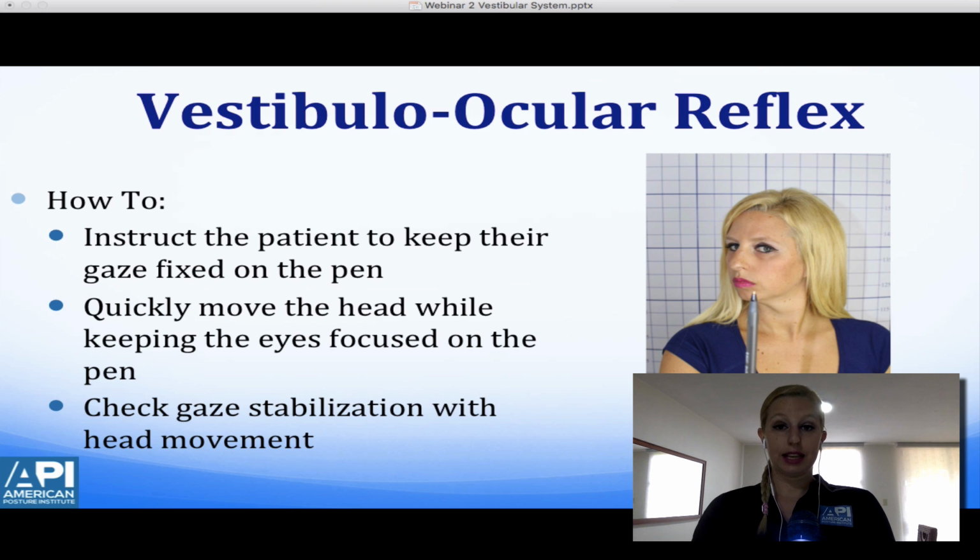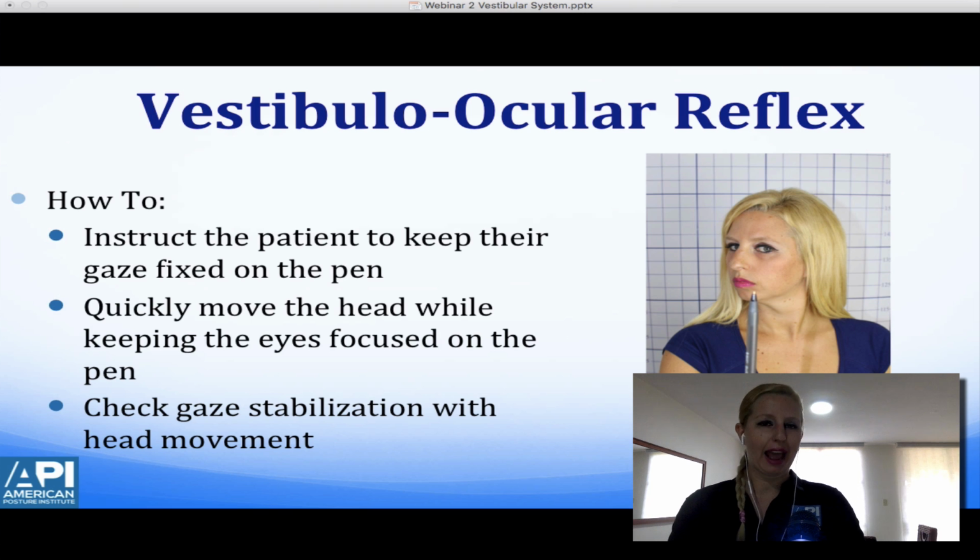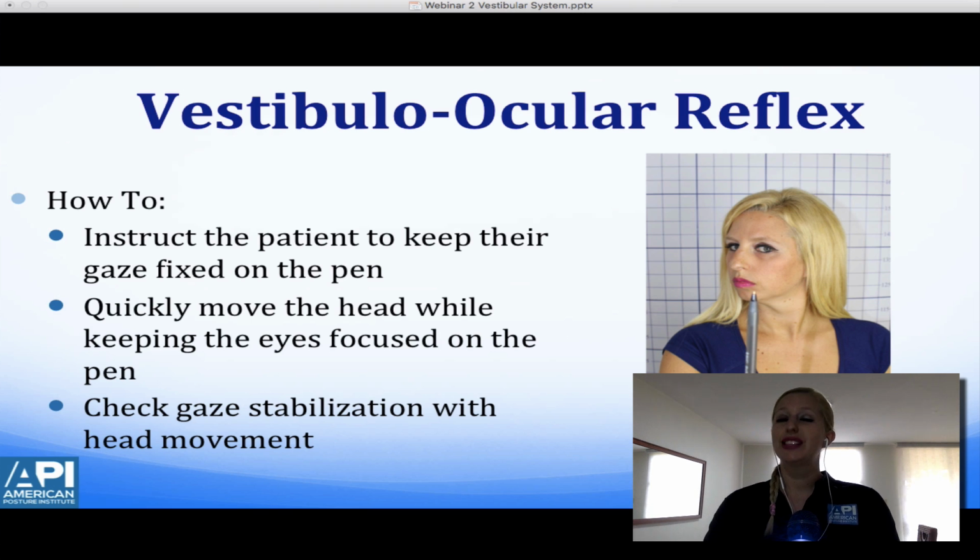Okay, and then the next test that we're going to do is the vestibuloocular reflex. So again, the vestibular system, the ocular system, which is the visual system, and that reflexogenic system for gaze stabilization. Now this is a really important thing because when the patient does not have proper VOR function, this can actually create a lot of anxiety for patients. This can be a source of motion sickness. It can lead to vertigo.